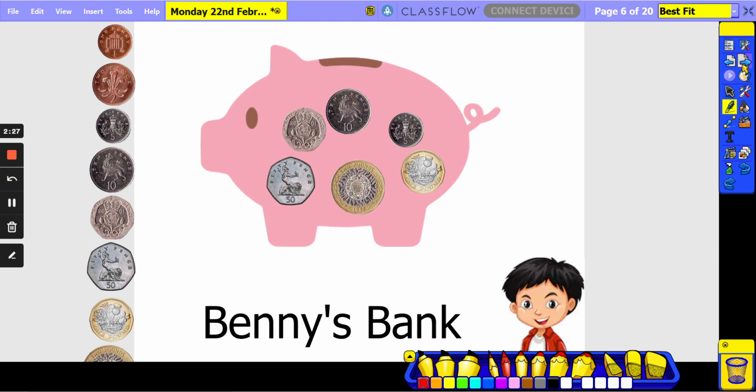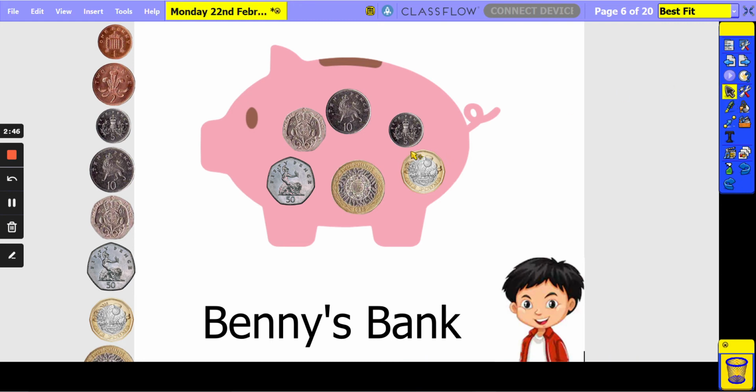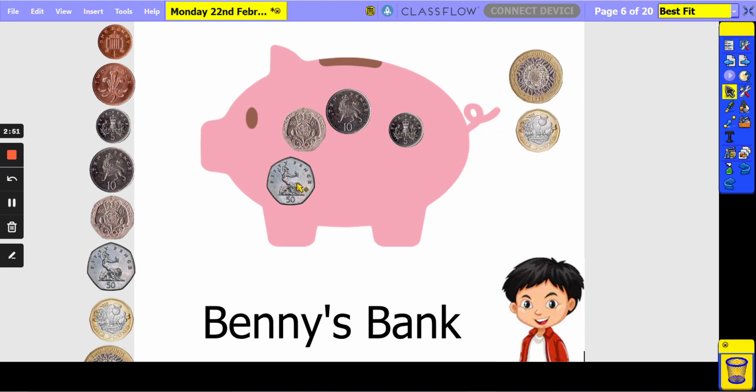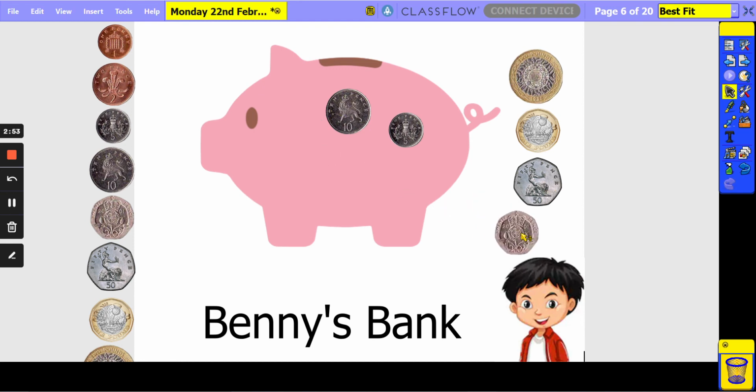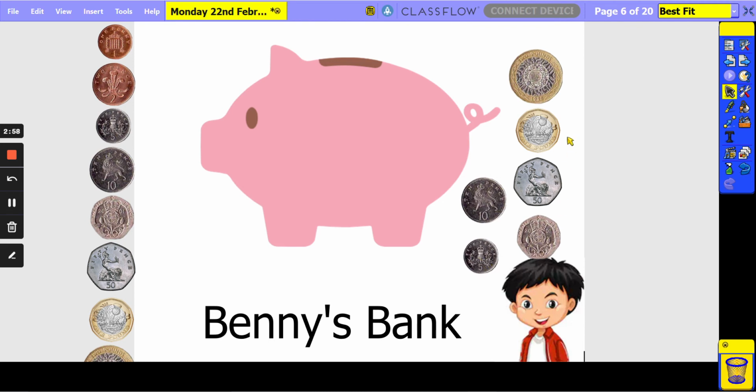Our next question, how much money is in Benny's bank? Can you have a go at working it out? Press pause now, and then we'll count it up together. Fantastic job, Year 3. Let's count together. So we have £2, £1, a 50 pence, a 20 pence, a 10 pence, and a 5. Now let's count up our pounds together first. How many pounds do we have?